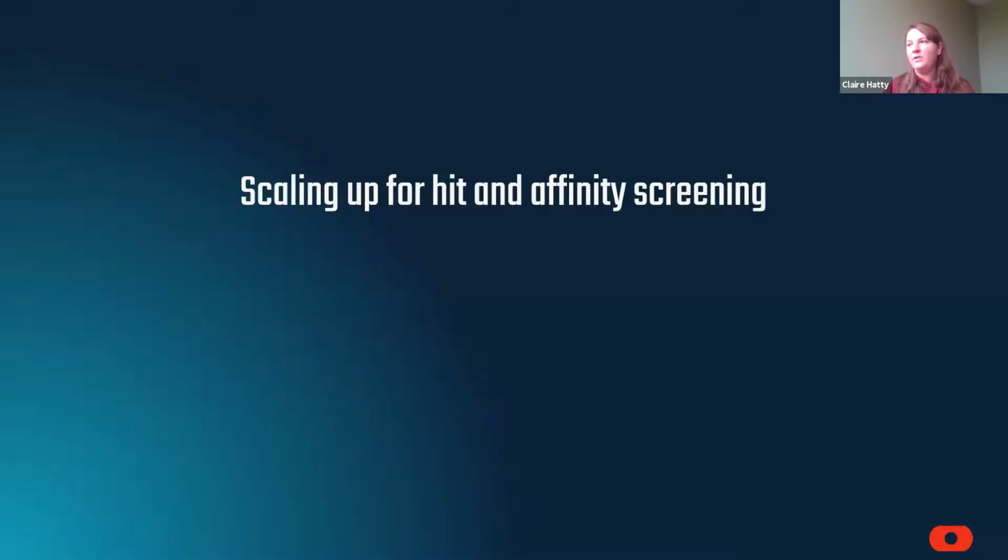Now we've seen some examples of different types of interactions that we can measure with MST and TRIC. I just want to show a couple of examples of how this could be scaled up for hit and affinity screening for a drug discovery project.